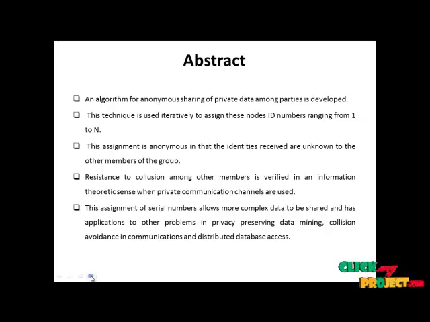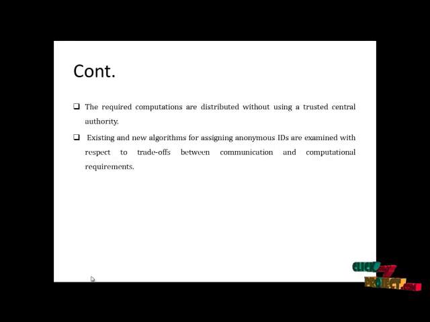This assignment of serial numbers allows more complex data to be shared and has applications to other problems in privacy preserving data mining, collusion avoidance in communications, and distributed database access. The required computations are distributed without using a trusted central authority. Existing and new algorithms for assigning anonymous IDs are examined with respect to trade-offs between communication and computational requirements.